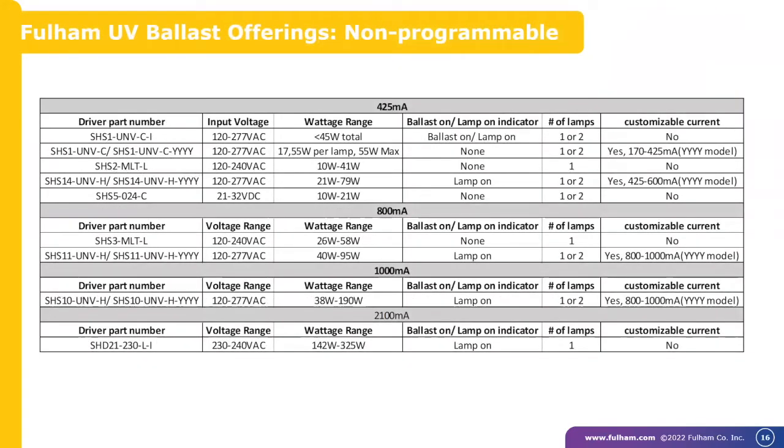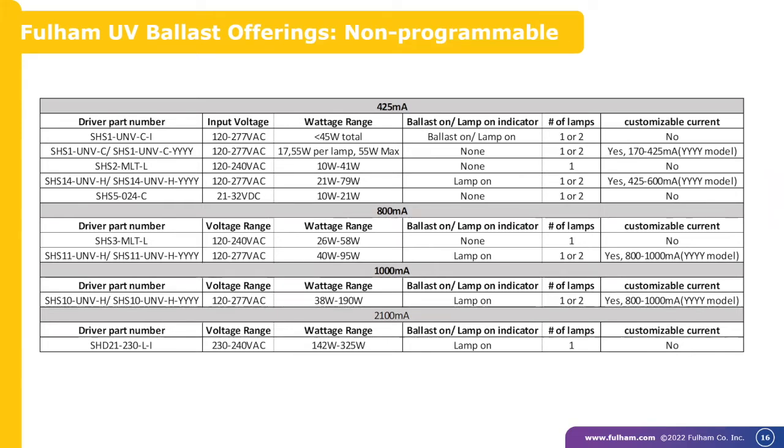So here, breaking down some of our non-programmable ballasts. We do have offerings for standard output lamps, 425, high output lamps of 800 milliamps, even higher current lamps up to 2.1 amps. Their wattages will range anywhere from 45 watts all the way up to 320 watts. We've done some custom designs that even go up to 700, 800 watts for very high current 8 amp, 7 amp lamps.